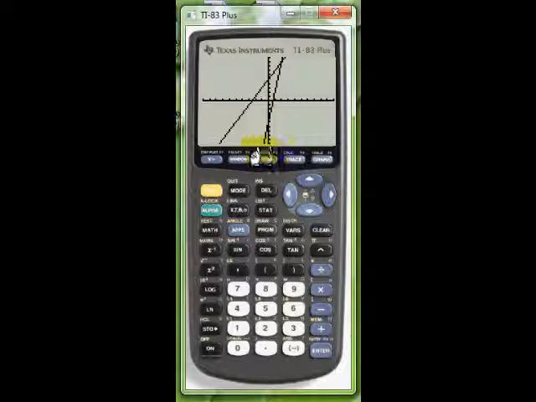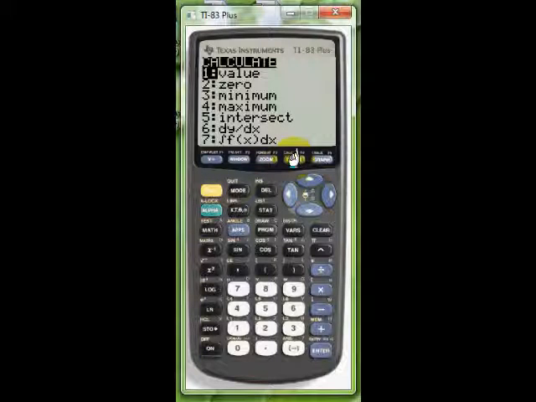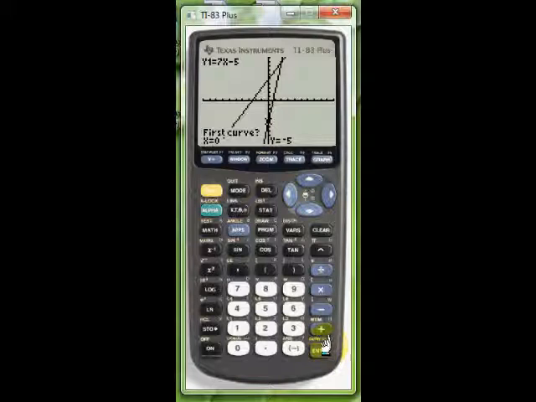So to find that, I'm going to press second and trace for calculate, and I'm going to choose number 5, and I'm going to press enter 3 times. And x equals 2 is my solution to that equation. So my answer is A, x equals 2.